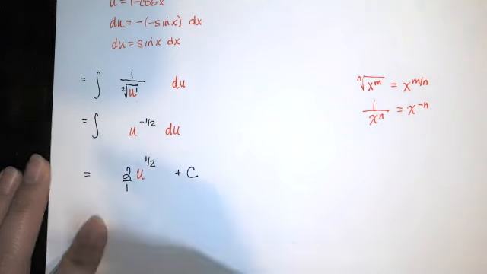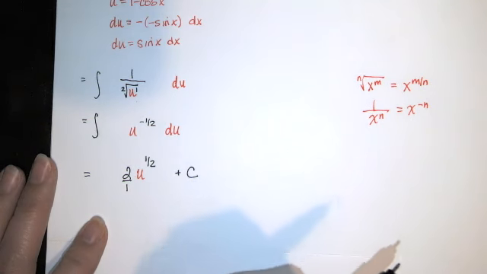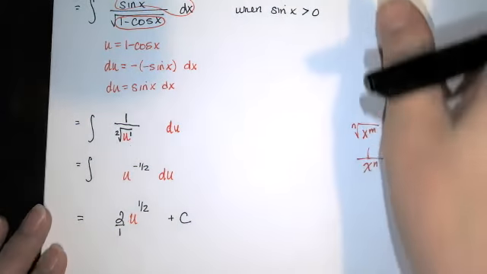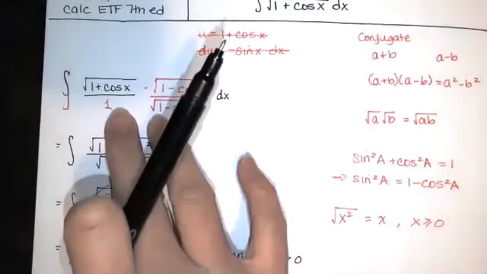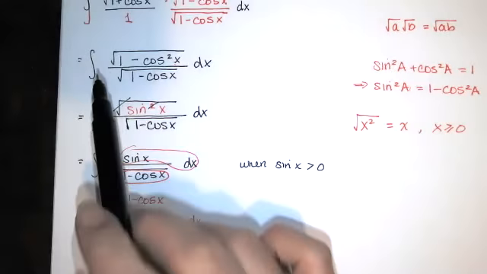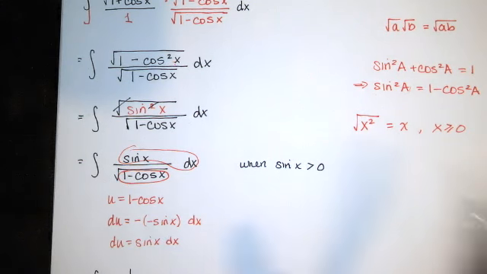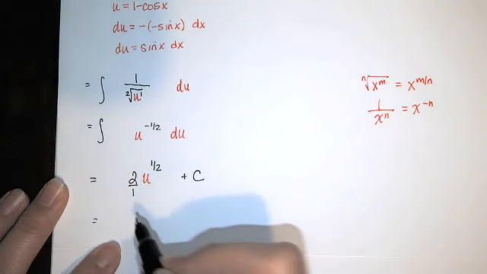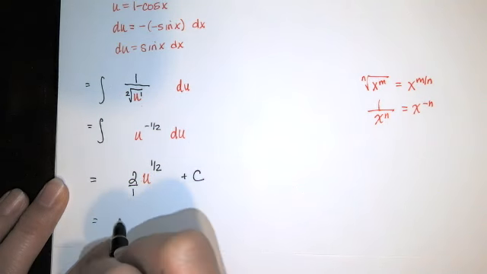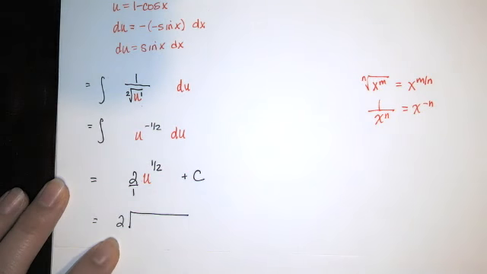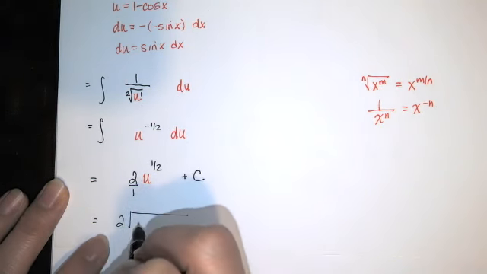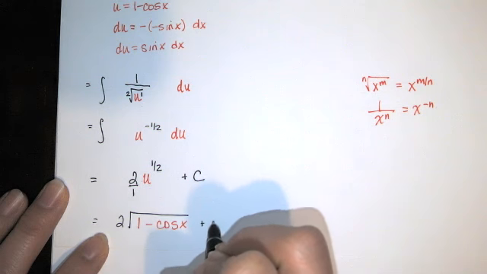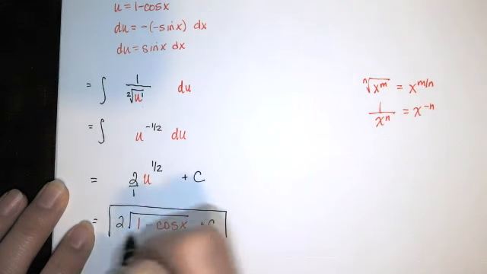And then lastly, remember you're not done yet until you write everything in terms of the original variable. U is just something that we made up so that we could apply these rules and compute the antiderivative. I need to go back to x. So I have to remember, oh, well, what was u in terms of x? U is actually 1 minus cosine of x. And I can make that substitution here. And again, the 1/2 power is the same as the square root. So I would write it like this. So this is 2 times the square root of 1 minus cosine of x, plus c.